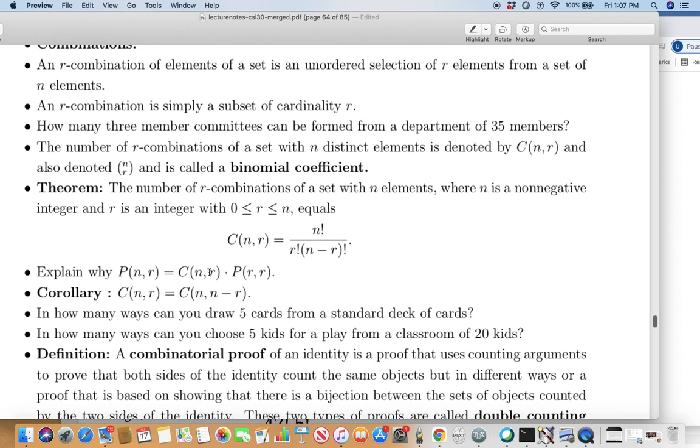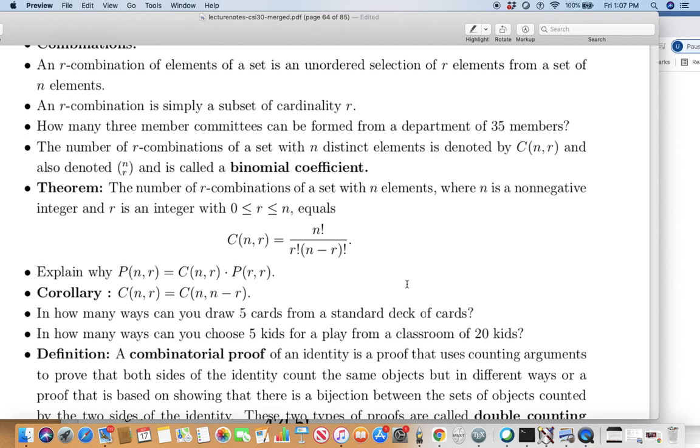So it's simply calculations. An immediate corollary, a result that follows, is that choosing r from n elements is the same as choosing n minus r elements from n. That can be seen from this formula itself. Instead of r, if I have n minus r, that takes care of this, and n minus r takes care of this. Basically, choosing r elements from n elements is as good as choosing n minus r elements from n elements.